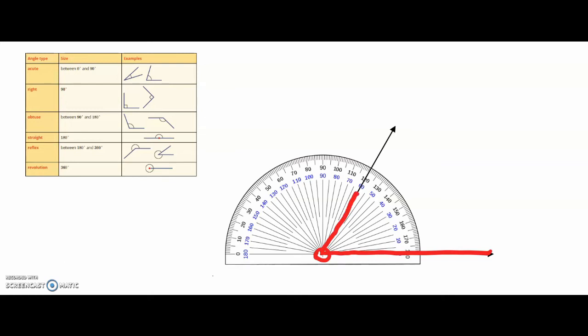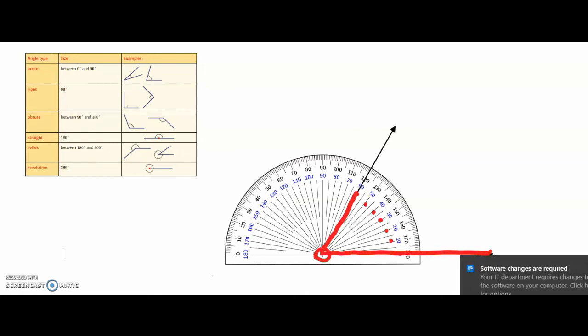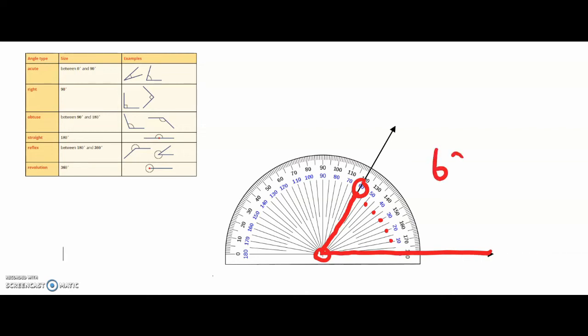Now we are reading the blue because it's going up as 10, 20, 30, 40, 50, and then we have 60 degrees. So the angle of these two intersecting lines is 60 degrees. We can come back to the top left where our table tells us what type of angle this is. You can see our angle is between 0 and 90 degrees, which means it is an acute angle. So the angle for example 1 is an acute angle.